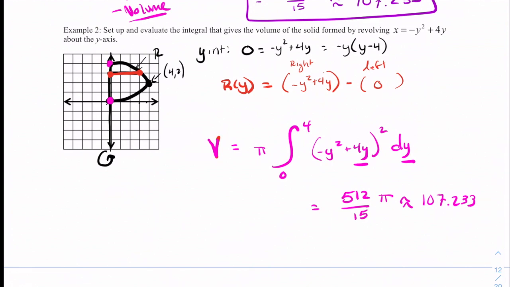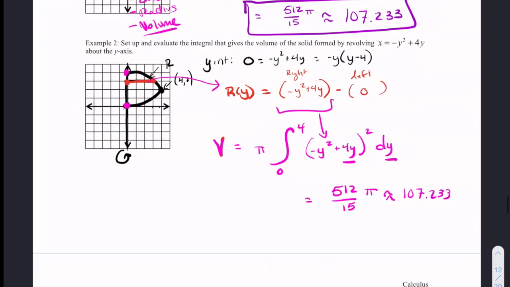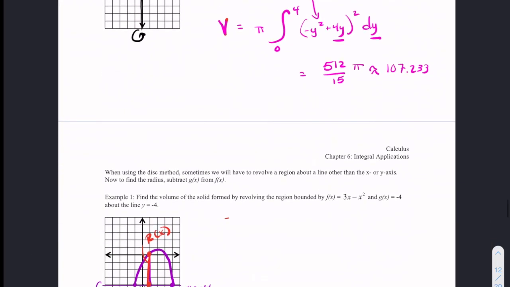So we drew our picture, we set up our representative rectangle, we used the representative rectangle to find our radius, we plug our radius function into our volume formula, and then we let the calculator do the rest of the work. So I have one more question for you. This time, instead of revolving around the x-axis or the y-axis, we're going to be revolving around the line y equals -4. So find the volume of the solid formed by revolving the region bounded by 3x minus x squared and -4 about the line y equals -4.